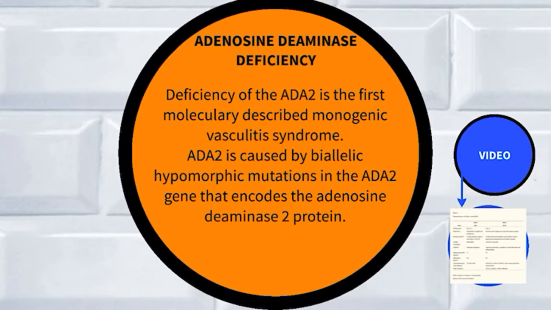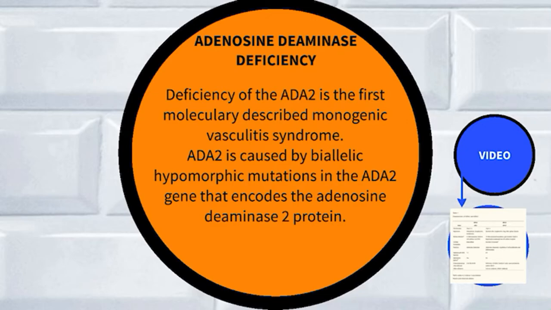Treatment strategies for the deficiency of adenosine deaminase 2. First, the definition. Deficiency of the adenosine deaminase 2, or ADA2, also called cat-eye syndrome, is the first molecularly described monogenic vasculitis syndrome that is an autosomal recessive disease.